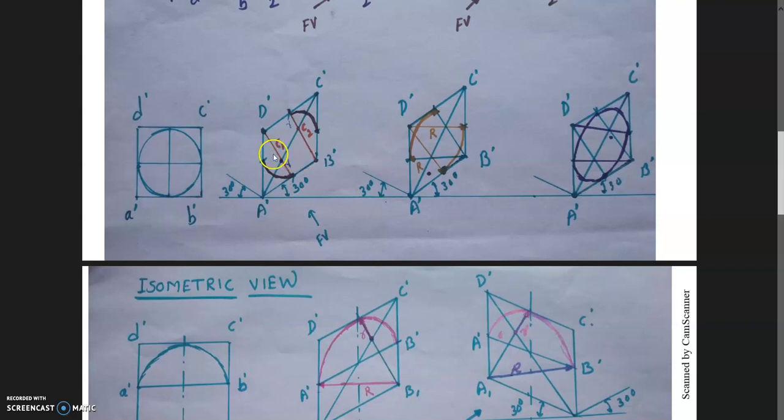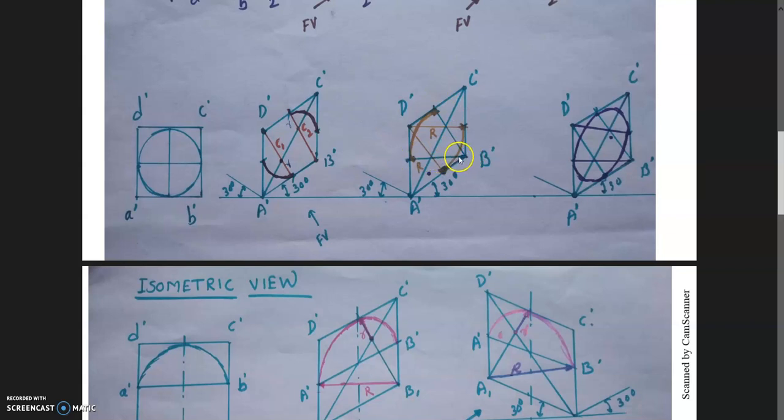Then C1 and C2, these are based on the long diagonal, and B dash and D dash are the other centers. C1 and C2 are the 2 centers on the long diagonal, and B dash and D dash are the 2 centers on the short diagonal. Again, you can observe here, from B join to these lines' midpoint, and this is the radius, capital R.